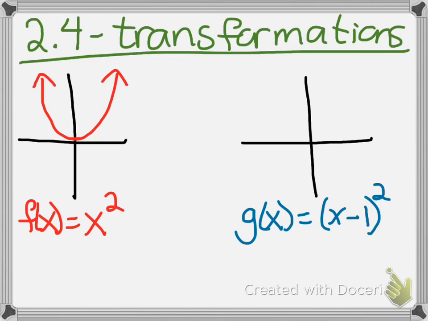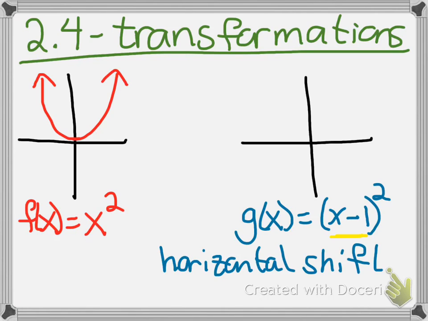Notice that the only difference is that this has a minus 1 in it, right? So when you have a plus or minus a number inside the parentheses, that's always going to be a side-to-side shift, or what is called a horizontal shift. So let's write that down, a horizontal shift. Now that is a minus 1, which means we're going to go to the right 1 unit. If that were a plus 1, you would go to the left 1 unit.